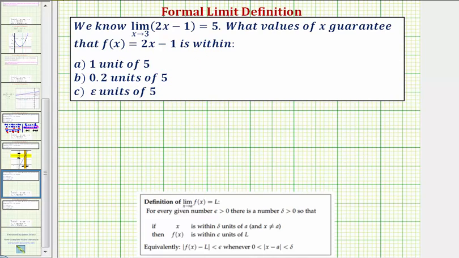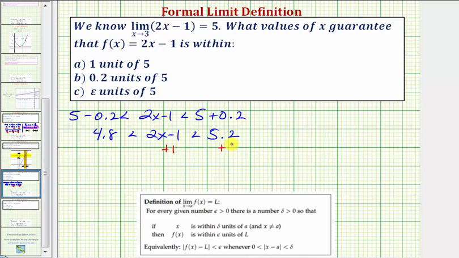Now for part B, the question is similar, but now we want the function values to be within 0.2 units of 5. So we want to know for which x values the quantity 2x minus 1 would be less than 5 plus 0.2, and when 2x minus 1 would be greater than 5 minus 0.2. So simplifying, we have 4.8 less than 2x minus 1 less than 5.2. Next step again, we add 1.